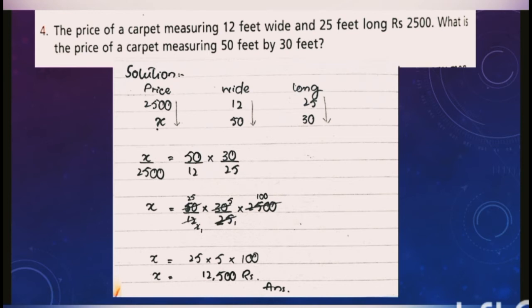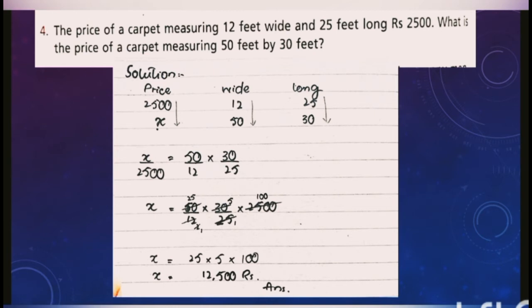Now, what is the price of the carpet measuring 12 by 25? The price is 2500, so I wrote 2500 here. And what is the wideness of the carpet? 12 feet, so I wrote 12 here. How long is the carpet? It's 25 feet long, so I wrote 25 here. I wrote x as the unknown value.